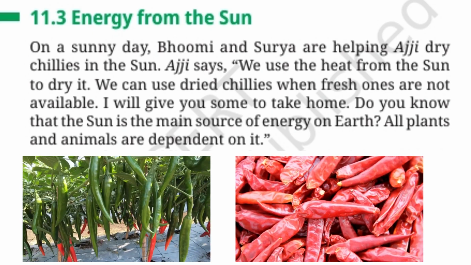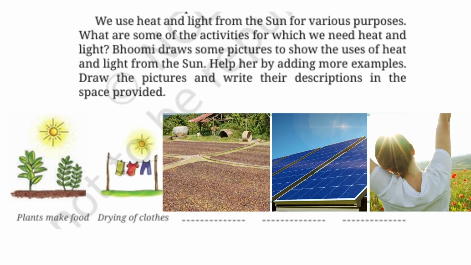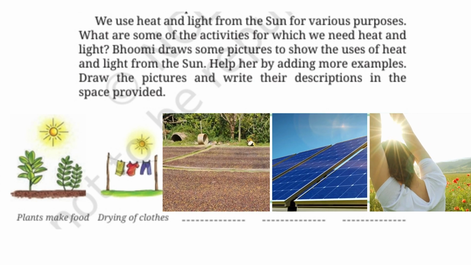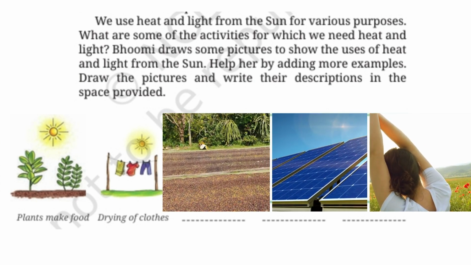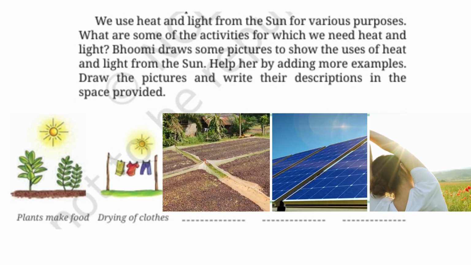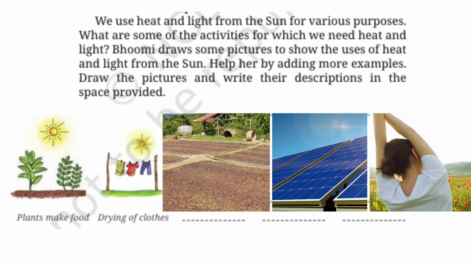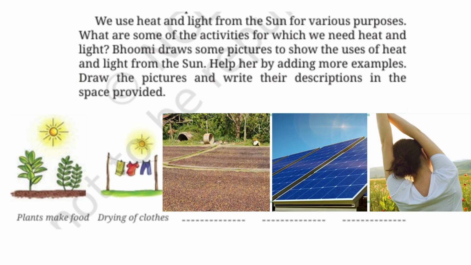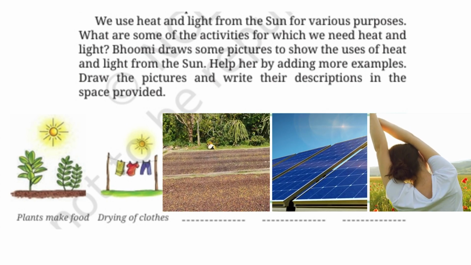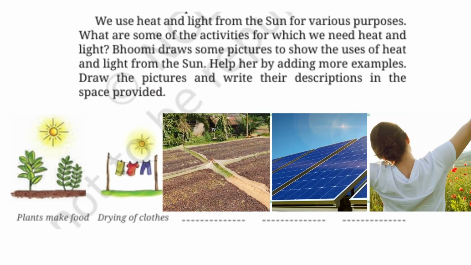We use heat and light from the sun for various purposes. What are some of the activities for which we need heat and light? Bhumi, draw some pictures to show the uses of heat and light from the sun. Help her by adding more examples. Draw the pictures and write down the description in the space provided. What about the importance of heat and light from the sun?